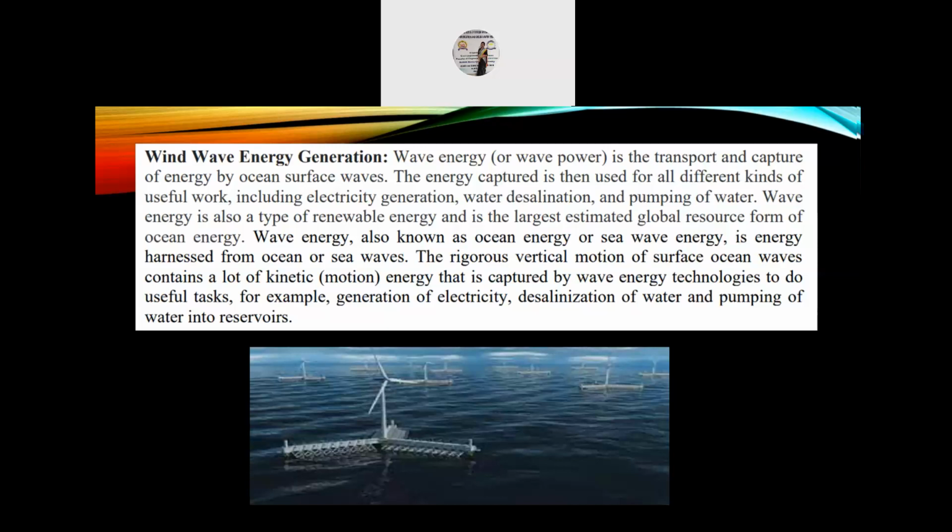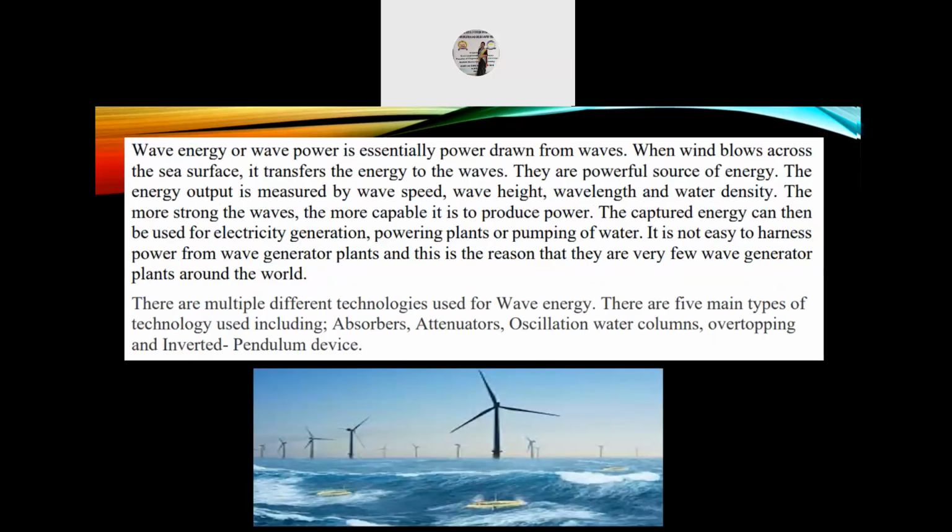The rigorous vertical motion of surface ocean waves contains a lot of kinetic or motion energy that is captured by wave energy technologies to do useful tasks, for example, generation of electricity, desalination of water, and pumping of water into reservoirs. Wave energy or wave power is essentially power drawn from waves. When wind blows across the sea surface, it transfers energy to the waves. They are a powerful source of energy. The energy output is measured by wave speed, wave height, wavelength, and water density. The stronger the waves, the more capable they are of producing power. The captured energy can then be used for electricity generation, powering plants, or pumping of water.